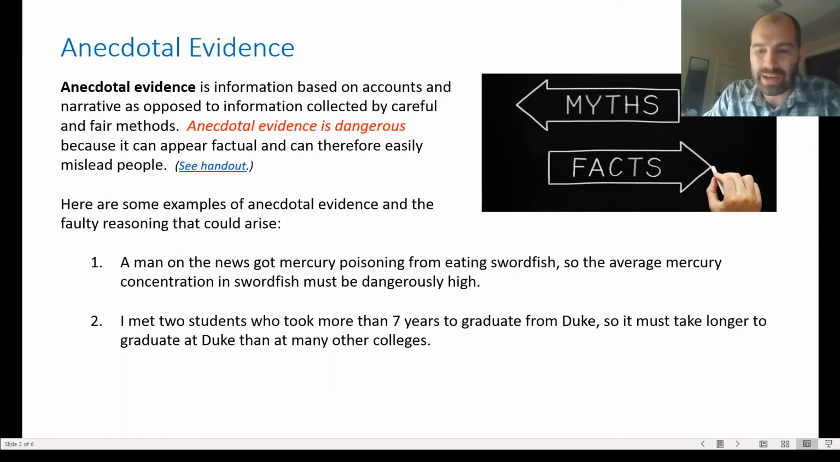But should we? Well, no, not until it's been scientifically studied. If someone does a sample and does it under fair methods, if they prove that it takes more than 7 years to graduate from Duke, fine. But with just these two anecdotal stories, not enough information.